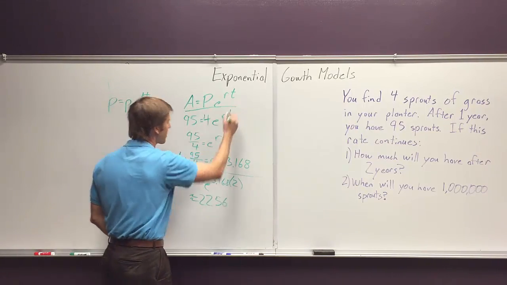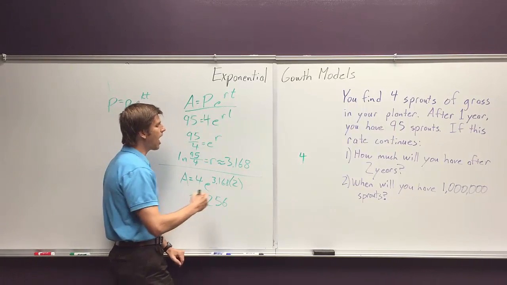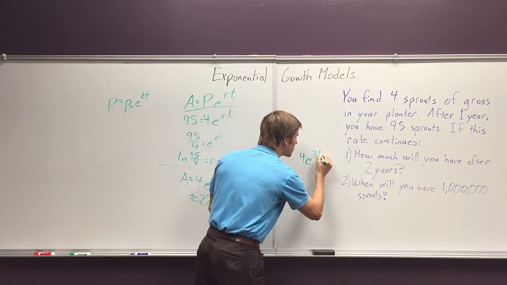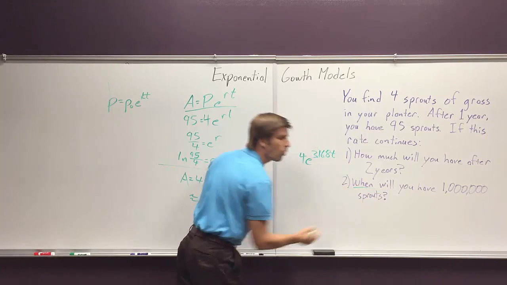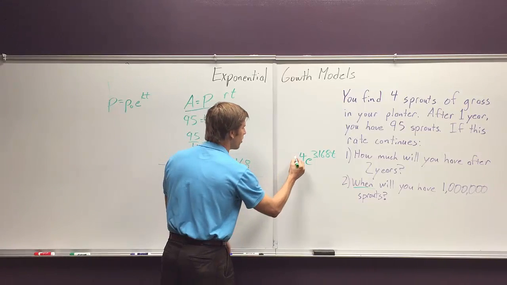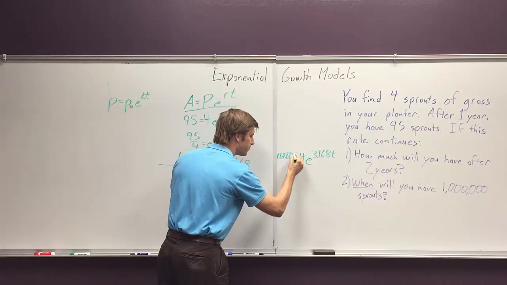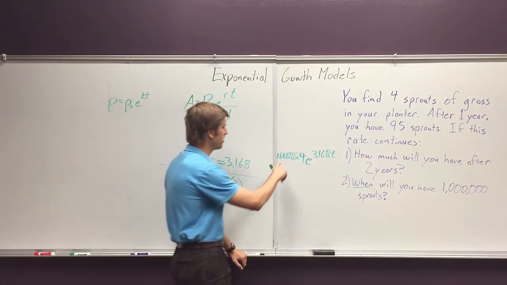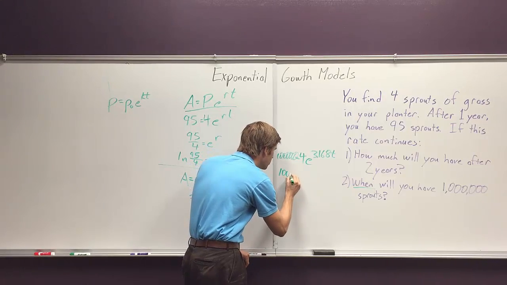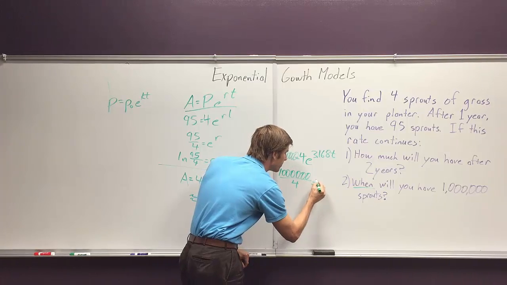Now, I'm going to go back. Again, I have my initial amount of 4. I have my rate. I don't know the time, right? When is what I'm solving for, but I do know I want this to equal 1,000,000, right? I'm going to get a basic exponential equation by dividing 1,000,000 by 4.